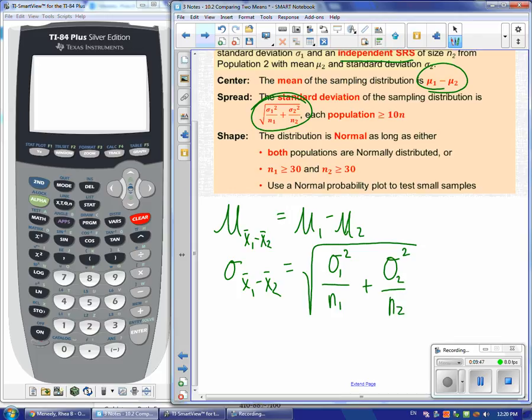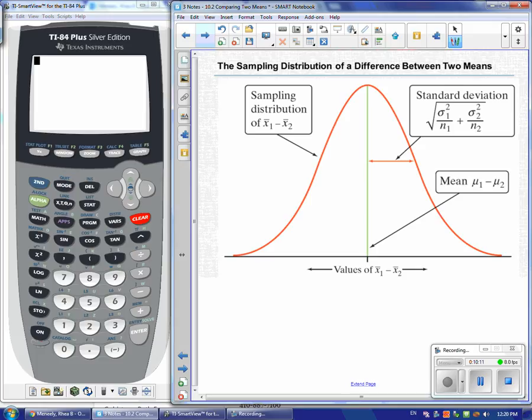These formulas are things that are on the formula sheet. You're not expected to memorize them. And then the shape of the distribution will be normal, as long as the normal condition is met. Either it tells you in the problem that both distributions are normal in terms of the population, the samples are large, or you have looked at the data and can tell that the data is distributed approximately normally. So those are your sampling distributions.